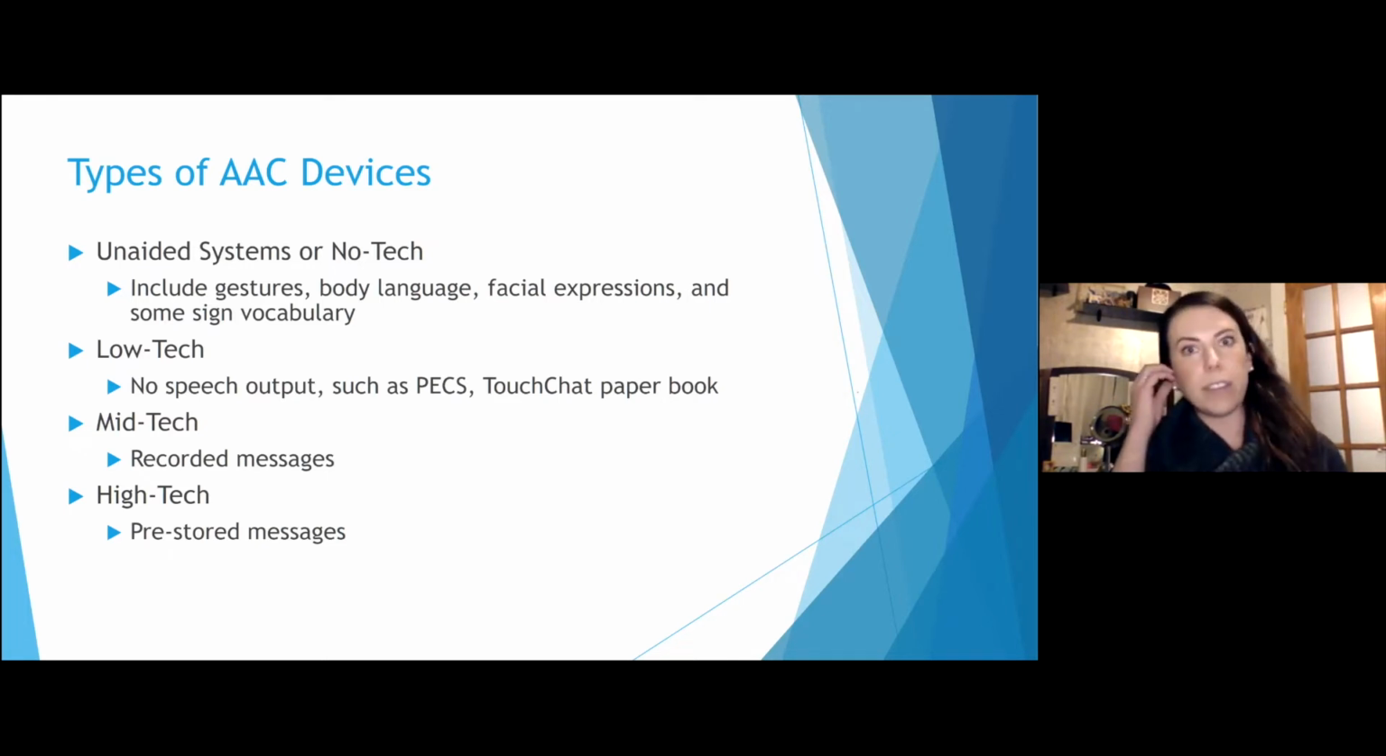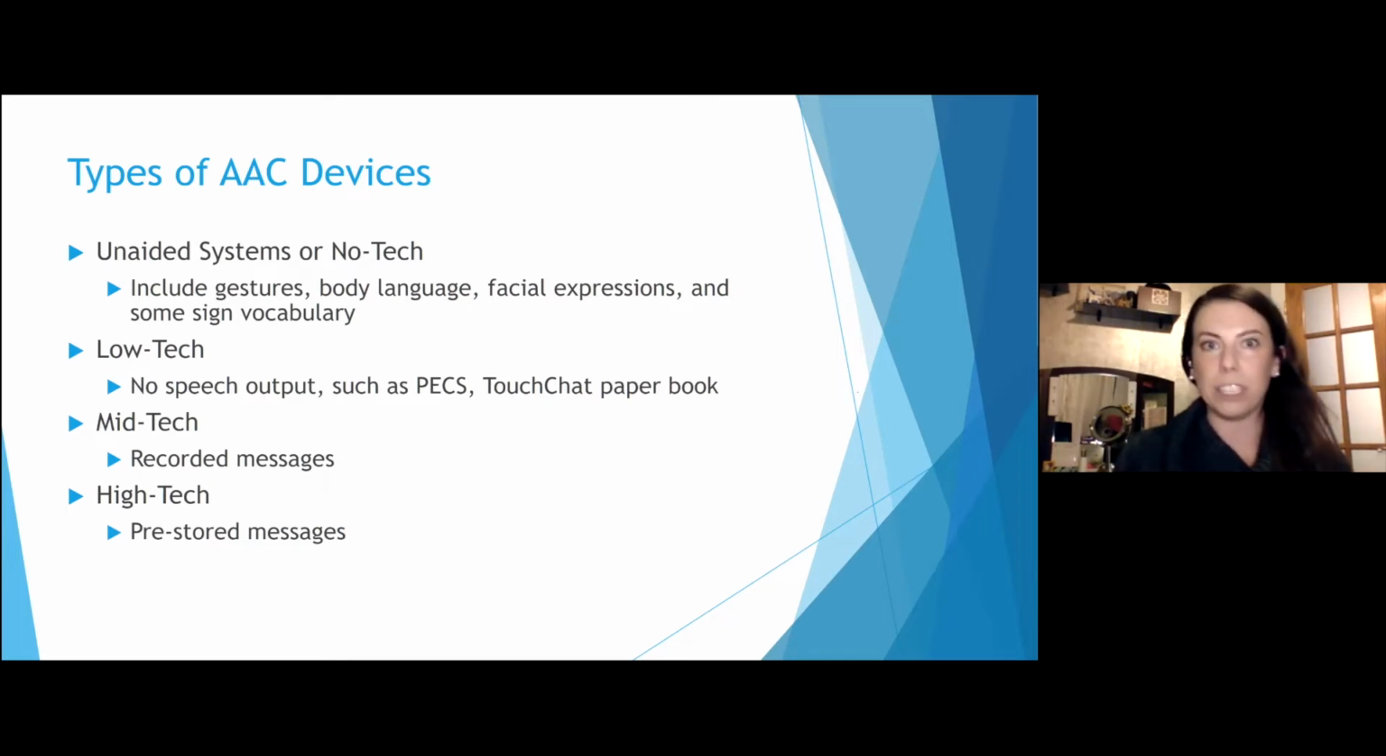A low-tech device, you'll see that in a few of the videos here. That has zero speech output. It's a piece of paper that has either pictures or words on it, or it's your PECS book, a touch chat paper book, where you are just pointing to it and able to communicate through a visual sense. You then have the person who is receiving the message interpret it.